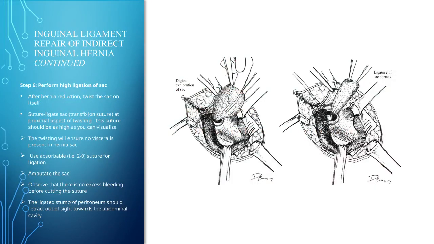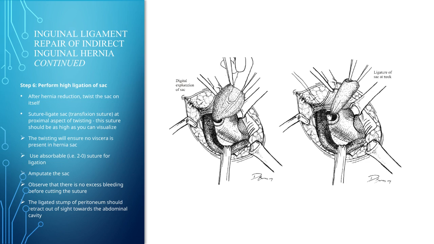Step 6. Perform high ligation of the sac. After ensuring the sac is empty, twist it on itself. This maneuver ensures no viscera is caught at the neck. Place a transfixion suture at the very base of the twisted sac, as high as you can visualize, right at the level of the internal ring.